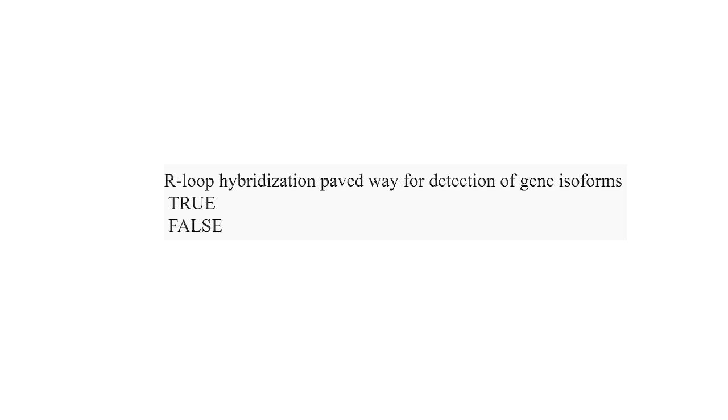Okay. So the correct answer is false. R loop hybridization paved the way for detecting gene isoforms. R loop hybridization has led to the discovery of introns. Okay, not gene isoforms. Later on we can say, but it is false.